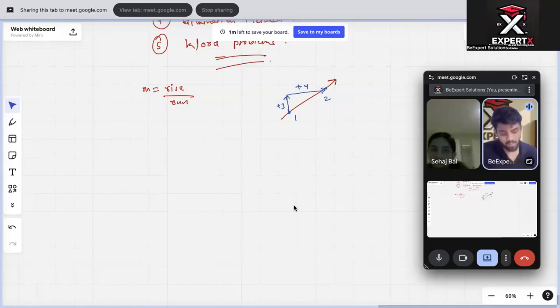So if I have to find rise over run, I will write it down. Rise is 3 in this case and run is 4, so my answer would be 3 over 4. That's how we find the slope. This is how you find out the slope, how the line is moving.